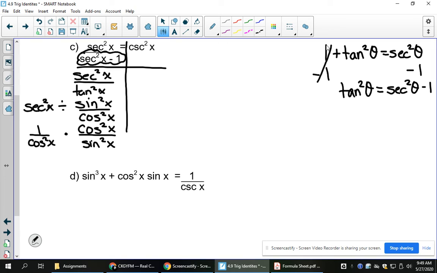That's very important. I can now cancel my cos squareds because they're top and bottom, and I get 1 over sine squared x. That's pretty simple. I could maybe do one more thing, but I ran out of room, so I'm just going to do it on the other side. That's perfectly fine. What is cosecant squared equal to? It's the companion to sine, so it's 1 over sine squared. Left side equals right side. Proof over.